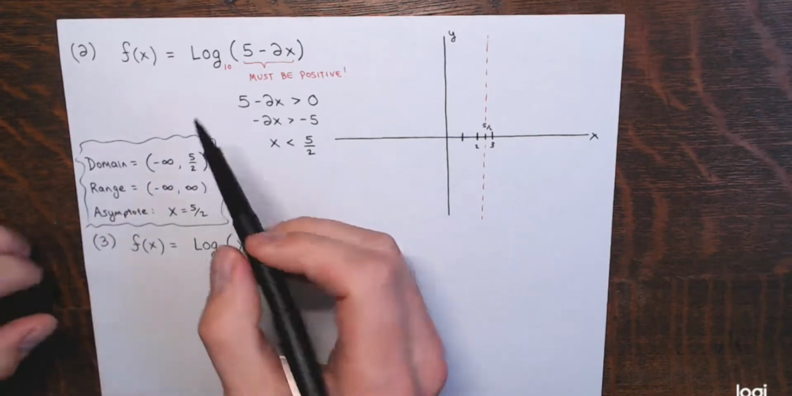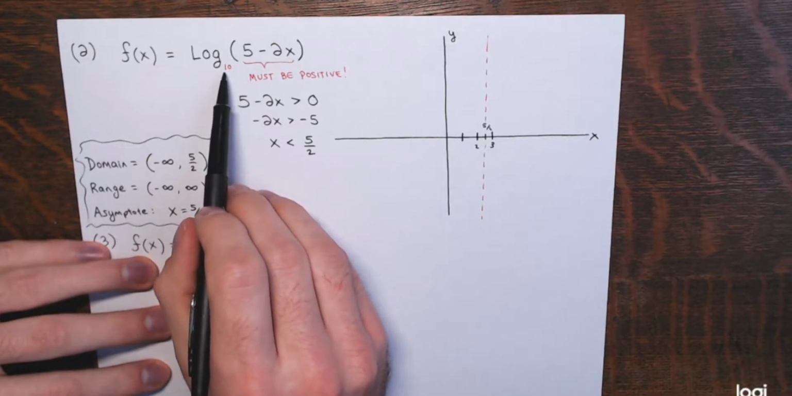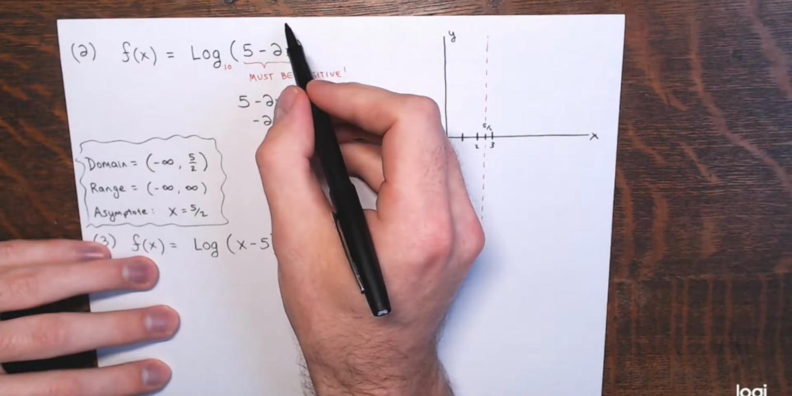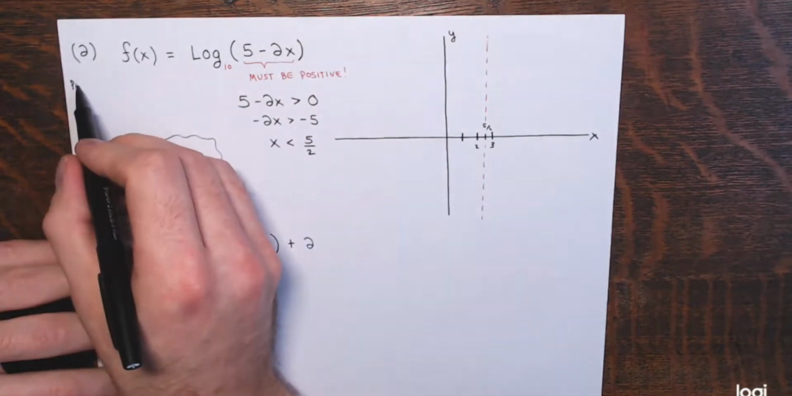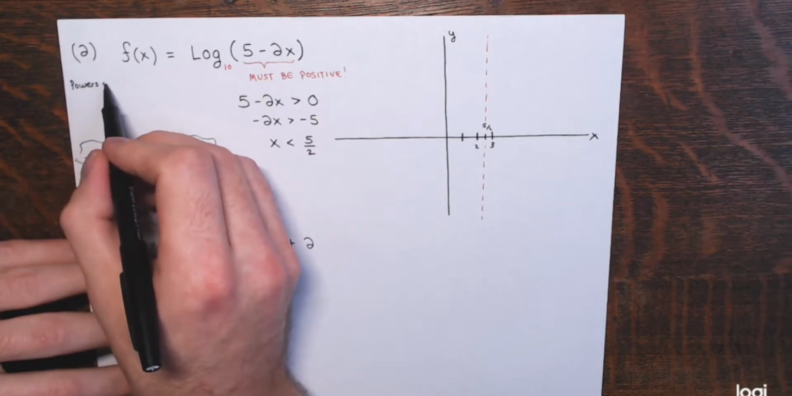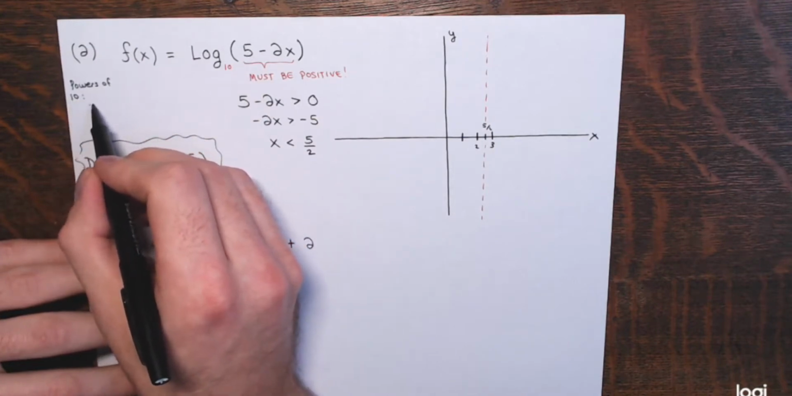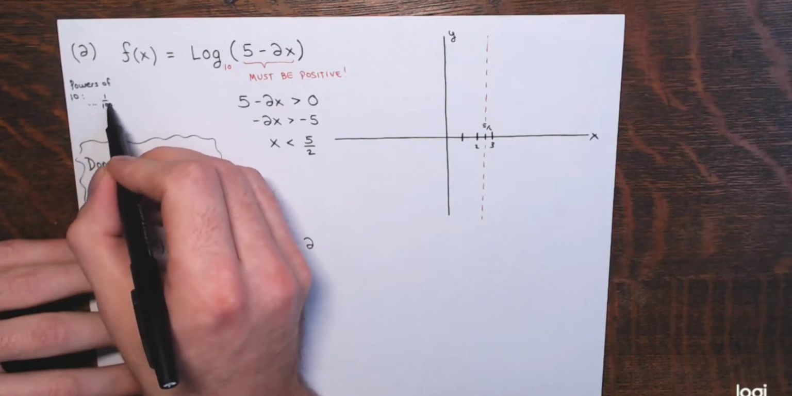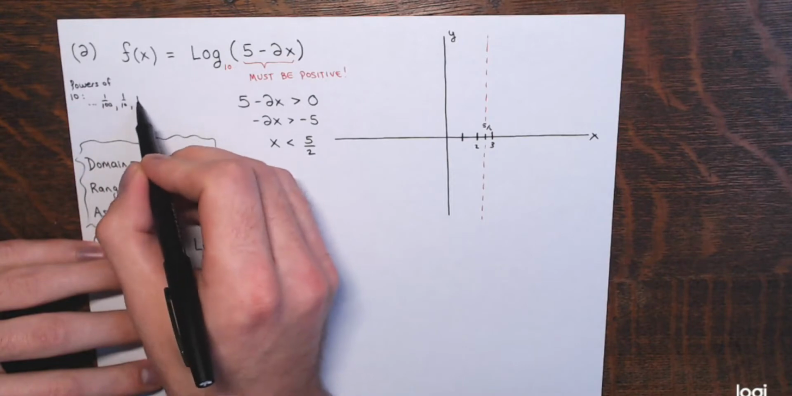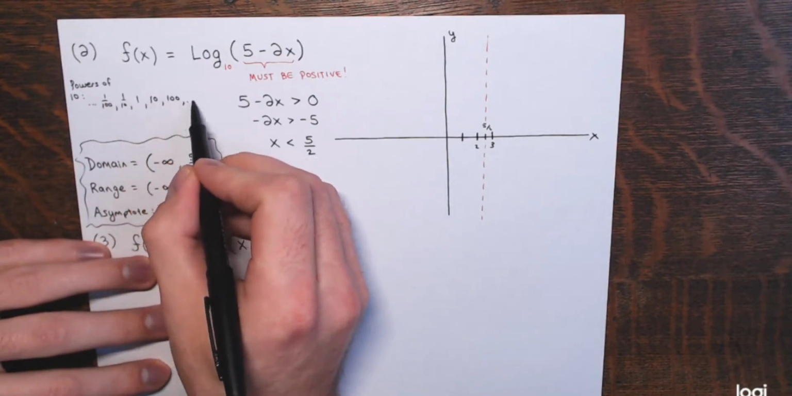Now, this logarithm has a base of 10. So what I want inside here are powers of 10, to make these nice and easy. Now that would be like 1/100th, that's 10 to the negative second. 1/10th, that's 10 to the negative first. 1, that's 10 to the 0. 10, 100, 1,000, and so on.